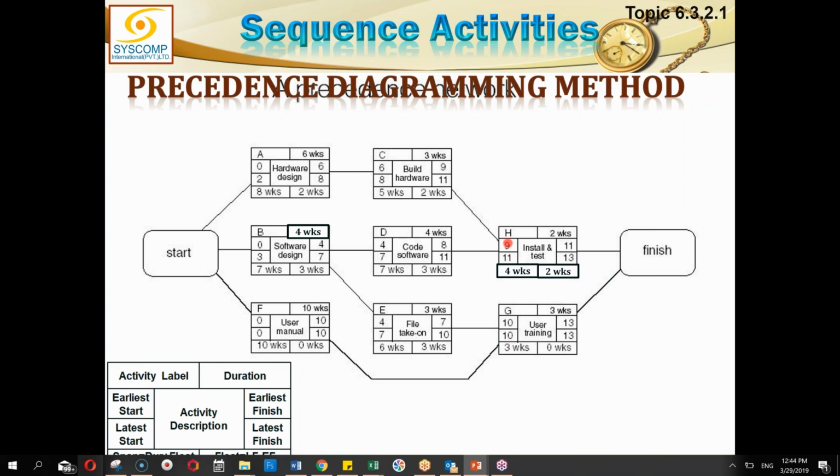Then going backwards from H to C, the 11 will become the latest finish date for C, and 11 minus 3 is 8, which is the latest start date of C. And so on, I'll keep moving backward and calculate all the dates. When there is a clash, like between D and E, where both values of early start are 7, we have no problem. We can take 7. But if one was 7 and one was 8, I would have gone for the lowest value, that is 7. Okay.